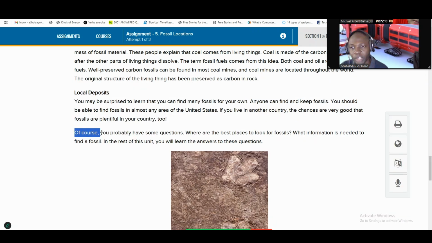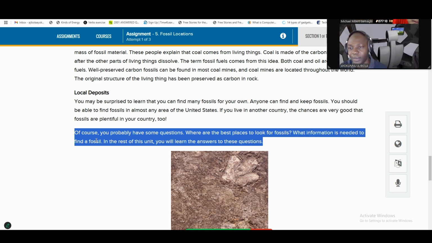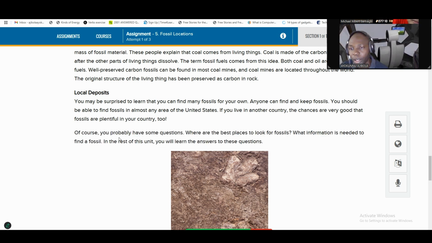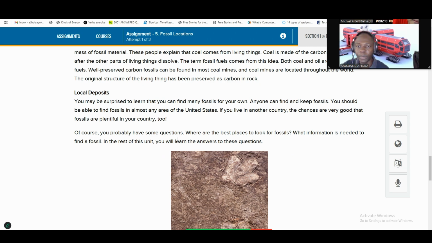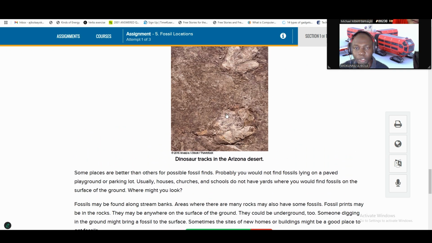You're going to need some time and some interest in order to look for fossils. Is that clear? Of course, you probably have some questions. Where are the best places to look for fossils? What information is needed to find a fossil? In the rest of this unit, you will learn the answer to this question. Now, this is like dinosaur tracks in the Arizona desert.